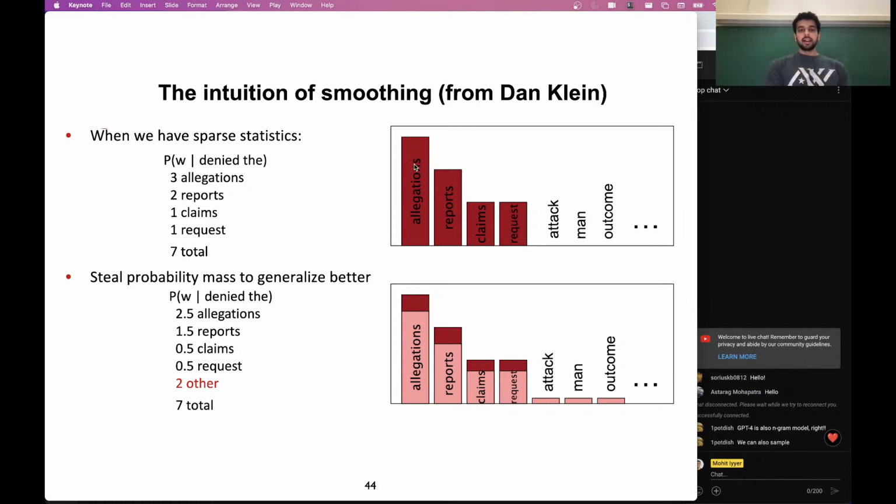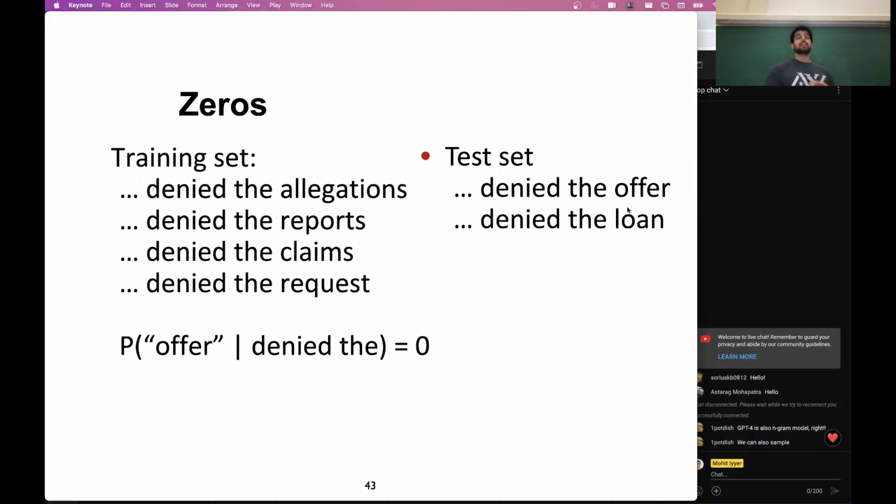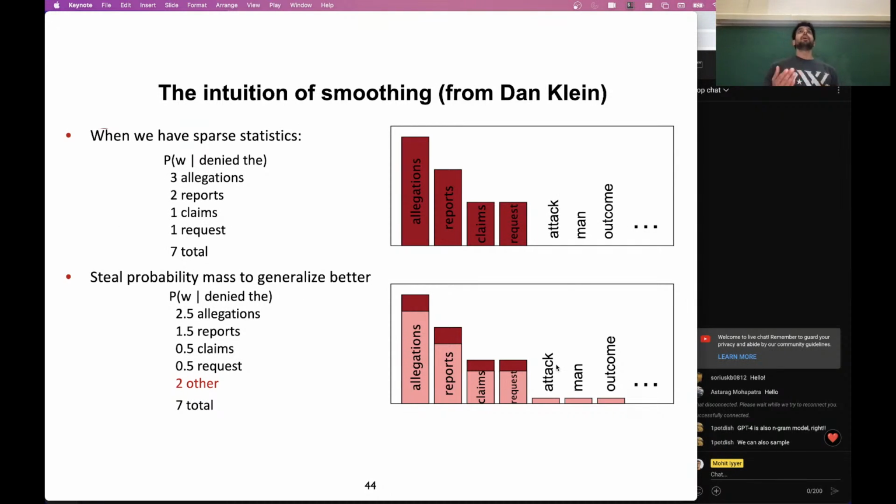So we see here that in the resulting plot, we've reduced the counts of these observed words, but we have a very small non-zero number for every other word type in the vocabulary. So now we don't have any 0 probability phrases in our corpus, so any document that contains "denied the offer" we can still get a probability for it that's non-zero. So this is a very primitive way of doing smoothing.